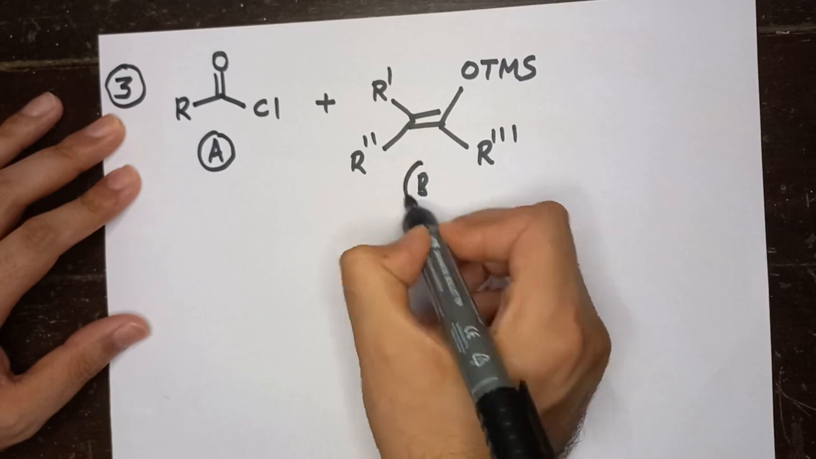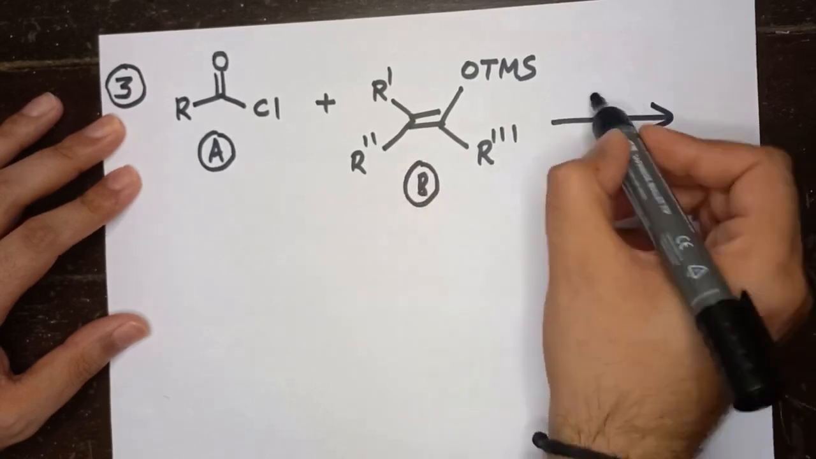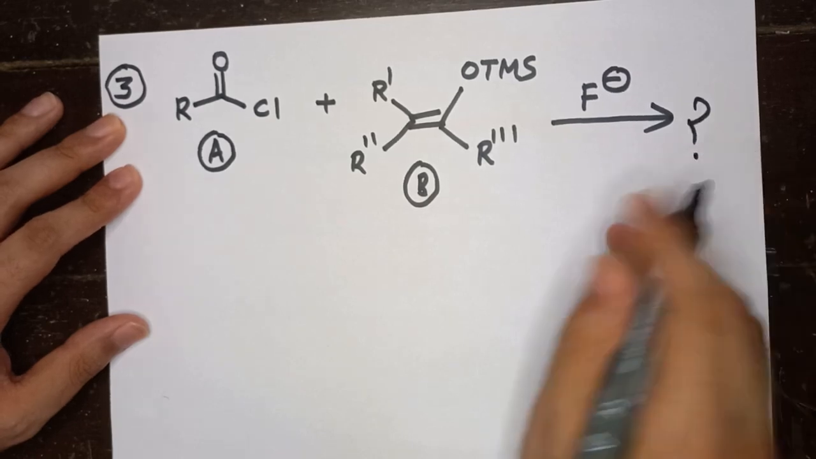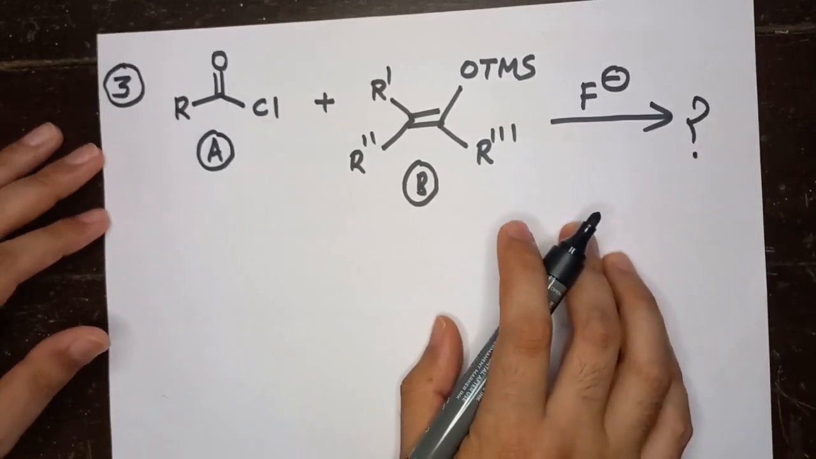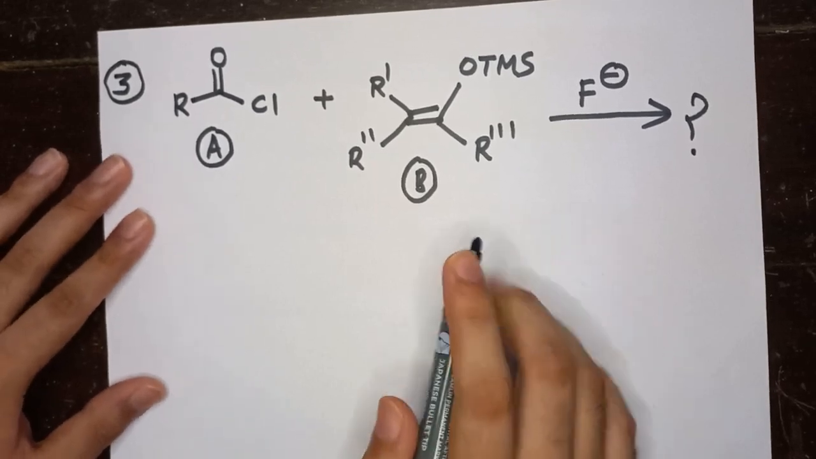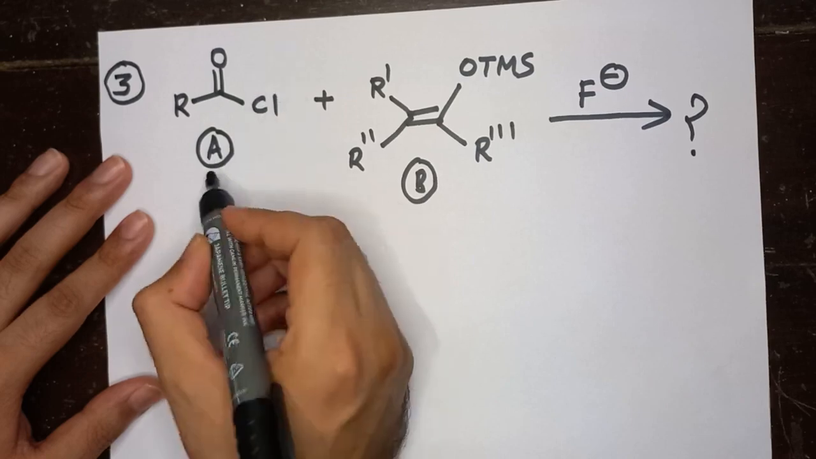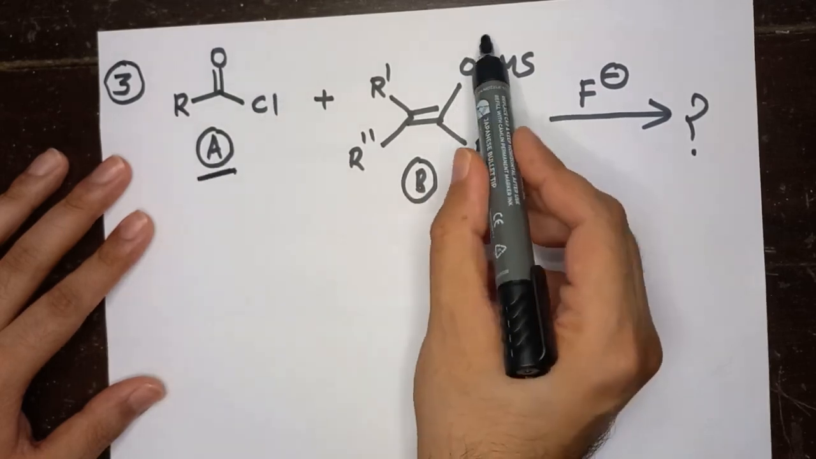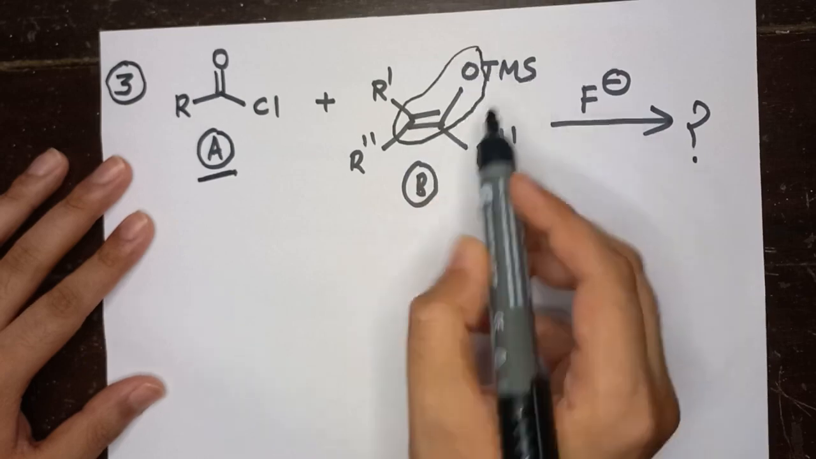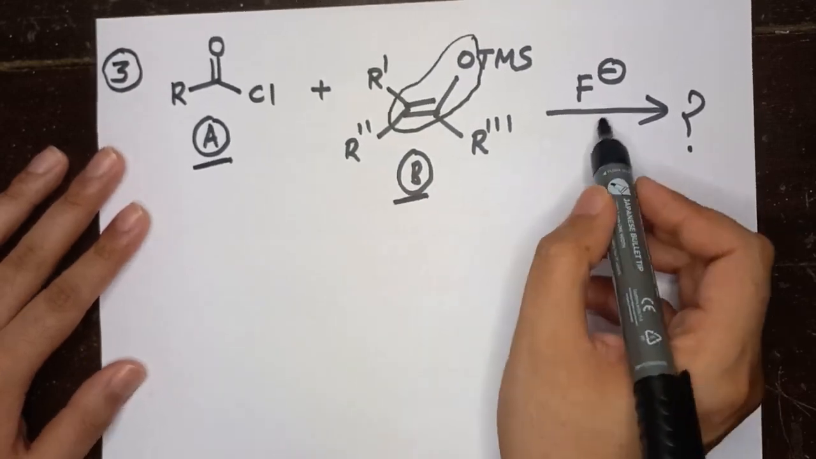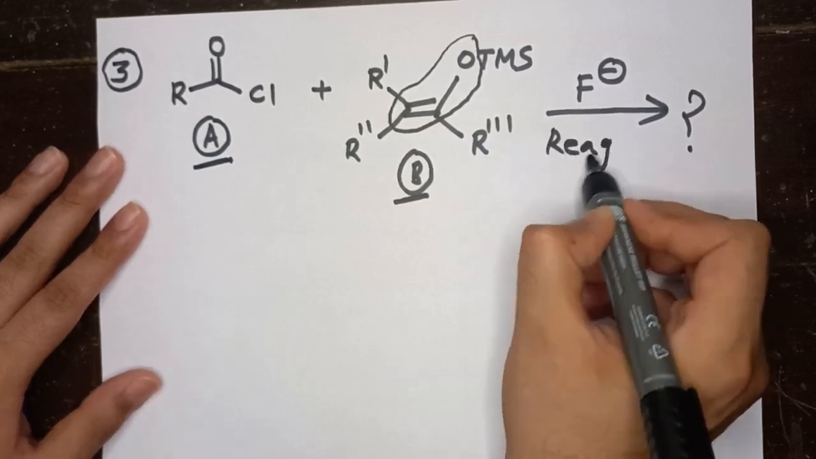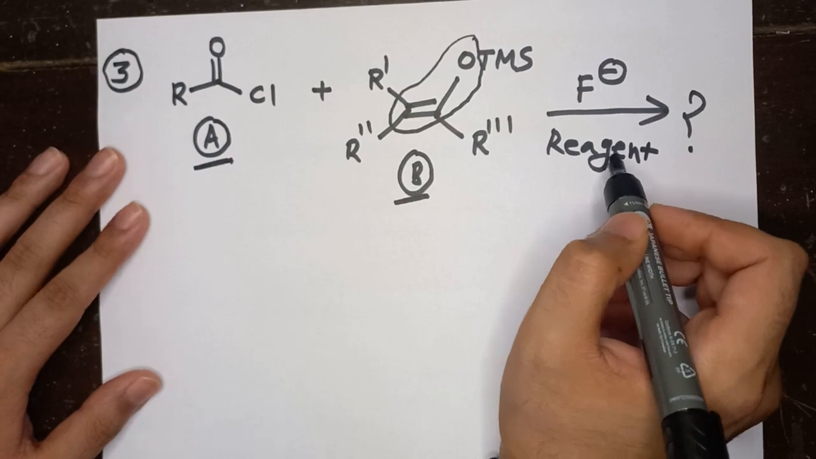This is my second reagent B, and we have this F minus as a reagent. So pause the video and try this reaction by yourself. Okay, so in this reaction we have this acyl chloride as first reagent, this enolate, if you look closely, we have already an enolate as B, and F minus as some source of reagent to bring out this reaction.